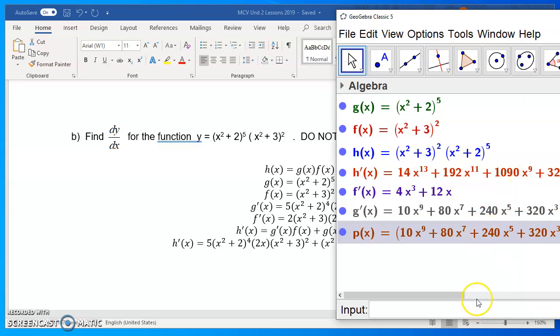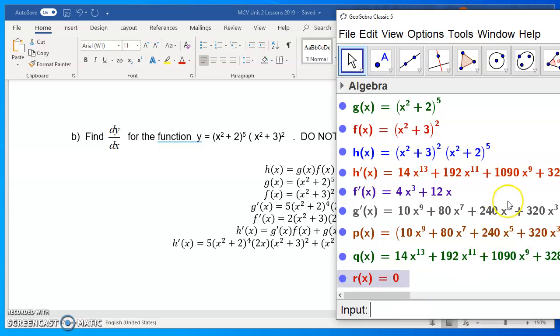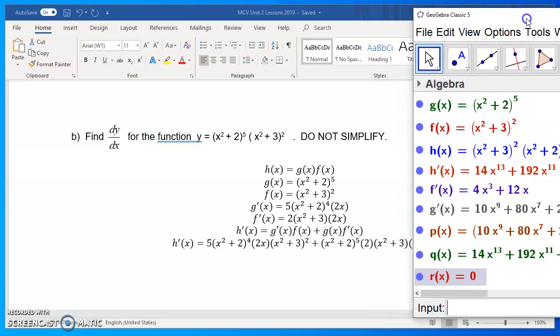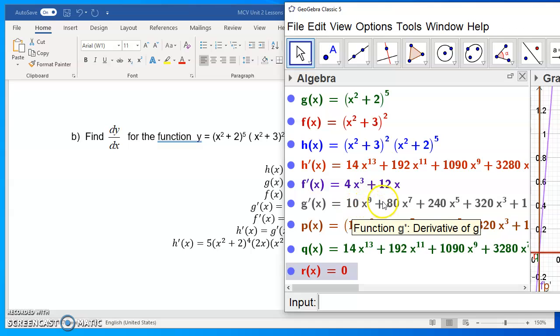Yeah, see, I guess I should have thought this through. It's expanding it again, so I guess I could do h prime minus p and simplify. And it is 0. This is not really great proof of what we did. I guess I could type in what we did, but hopefully you kind of followed what I did there.